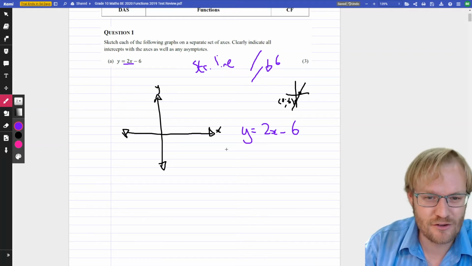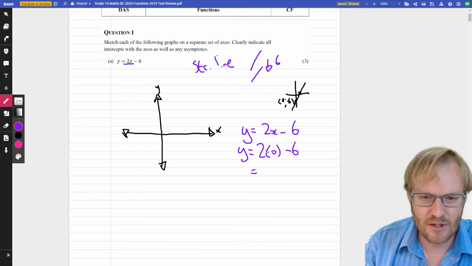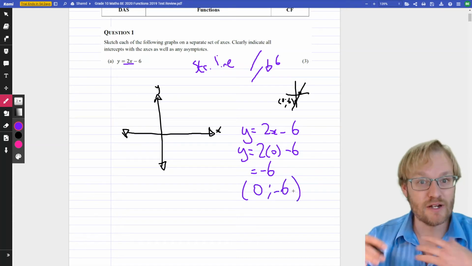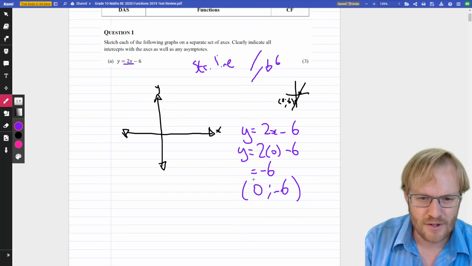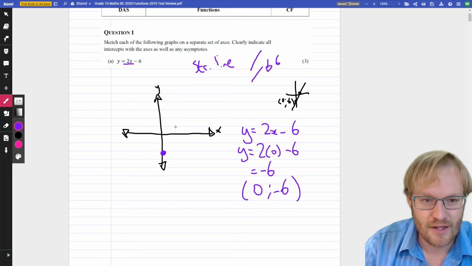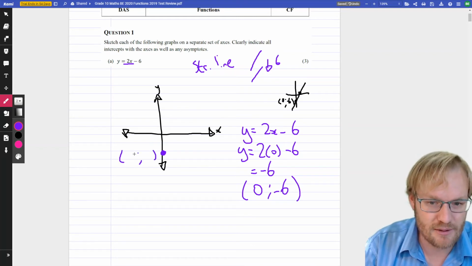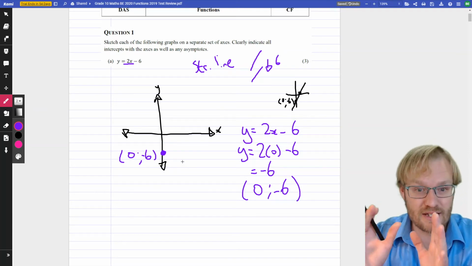Let's just reinforce it by going, the x value is going to be 0. So let's substitute in: y equals 2 times 0 minus 6. Well, 2 times 0 is 0, minus 6, so minus 6. So we know that our y-intercept is 0, minus 6, reinforcing this idea of writing it as full sets of coordinates. We know that it's going to go through that point there. I'm going to label that, and I'm going to use full coordinates 0, minus 6, not just minus 6, just so we keep that idea.